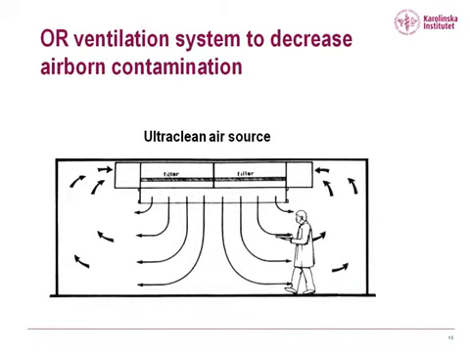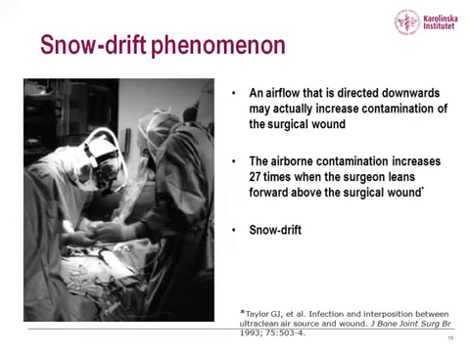And for this reason, in the OR, we usually have a ventilating system to decrease airborne contamination. You have an ultra-clean air source, and you have a high flow at a low flow velocity of laminar flow going towards the patient. However, an airflow that is directed downwards might actually increase contamination of the surgical wound. And the airborne contamination increases 27 times when the surgeon leans forward above the surgical wound.